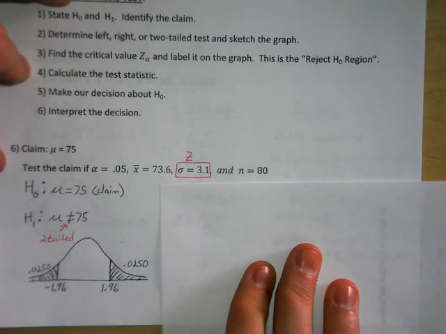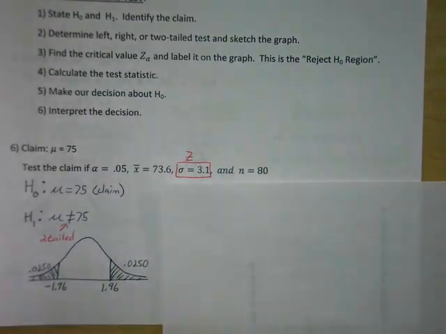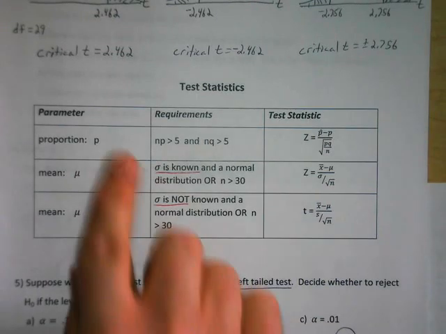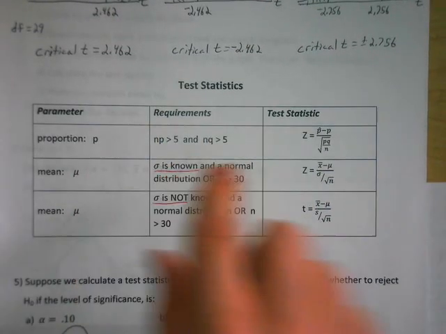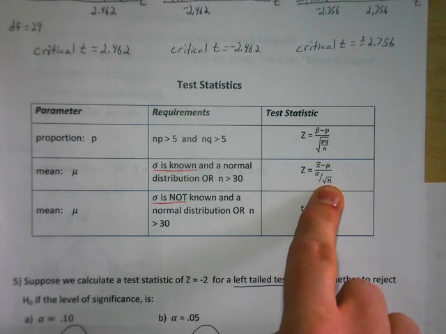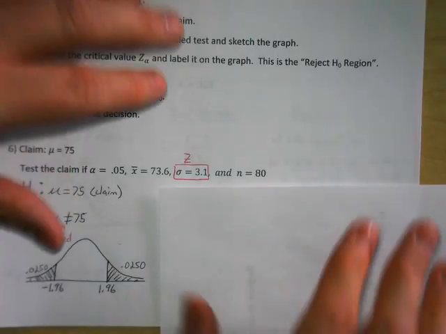Step 4, calculate the test statistic. Well, if we know sigma, we're going to go back to our test statistics, and sigma is known, so that means we're using this formula, z equals x bar minus mu over sigma divided by square root of n.